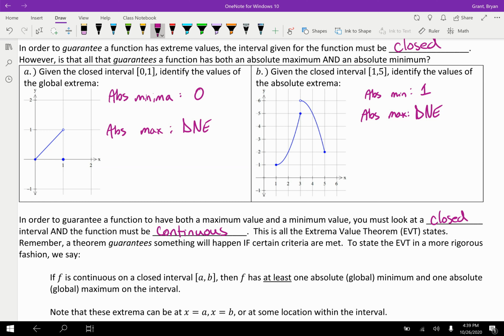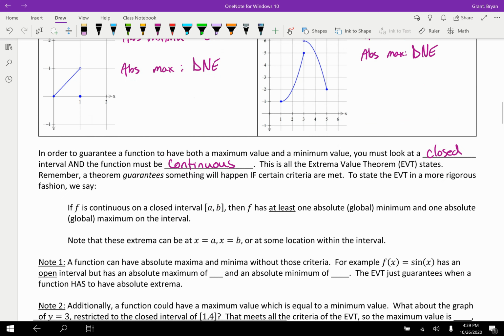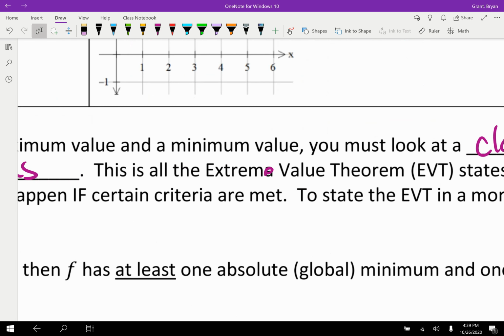to guarantee that there are absolute maxes and mins. Again, it's very possible to have an open interval that has a max and min as well, but if you have a closed interval and the function's continuous, then I know without a doubt that there will be an absolute max and an absolute min. And this is all the extreme value theorem states. So this says extrema, which is awkward.